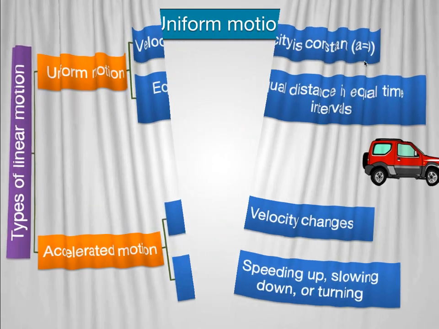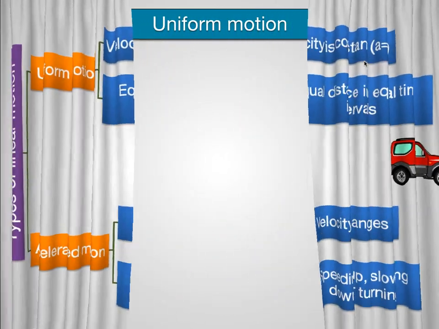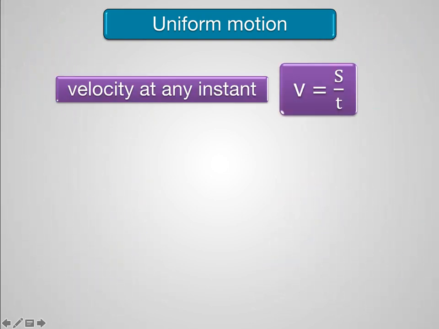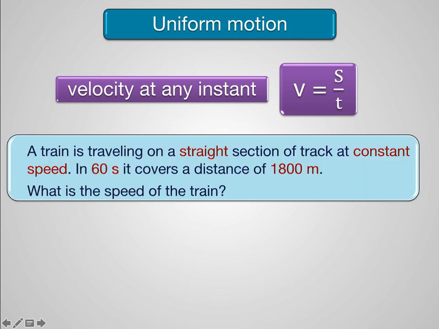So first of all, let's see uniform motion. Uniform motion is really simple because velocity is constant. Directly you can use the equation velocity equal to displacement over time, or speed is equal to distance over time, because it covers equal distance in equal interval of time. For example, this is a very simple question. We want to find the speed and it's given it's moving at constant speed.